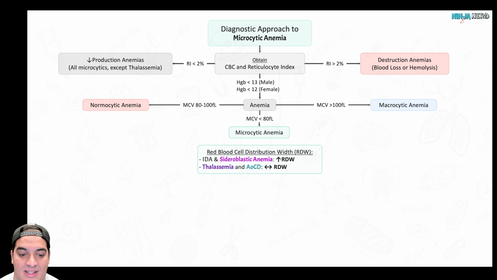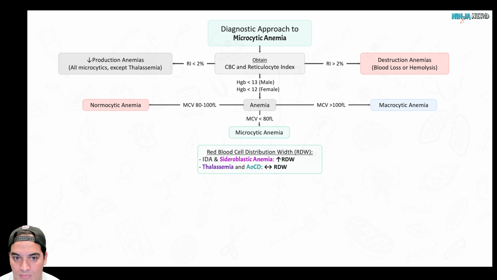But before we get to that, there's another test that we can look at in our red blood cell indices, and that's called the red blood cell distribution width. It tells us of the different sizes of red blood cells. This sometimes will come up on your exam. So iron deficiency anemia and sideroblastic anemia tend to have an increased red blood cell distribution width, whereas thalassemia and anemia of chronic disease don't tend to have as much of that differentiation in sizes of the red blood cells, so the red blood cell distribution width tends to be in the normal range. So again, iron deficiency anemia and sideroblastic anemia have an increased red blood cell distribution width.